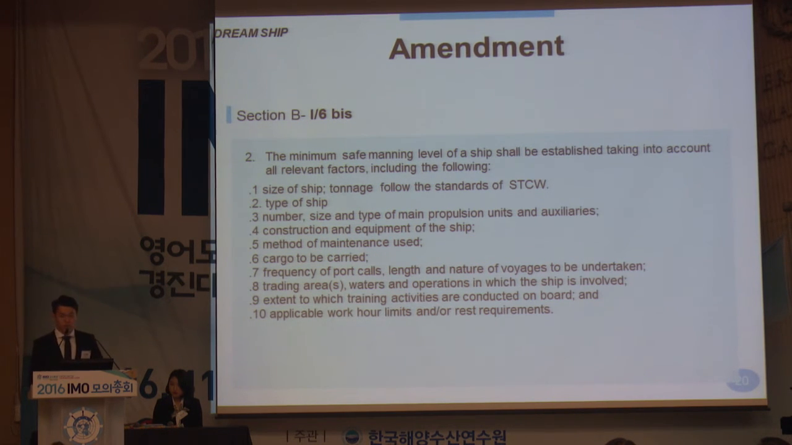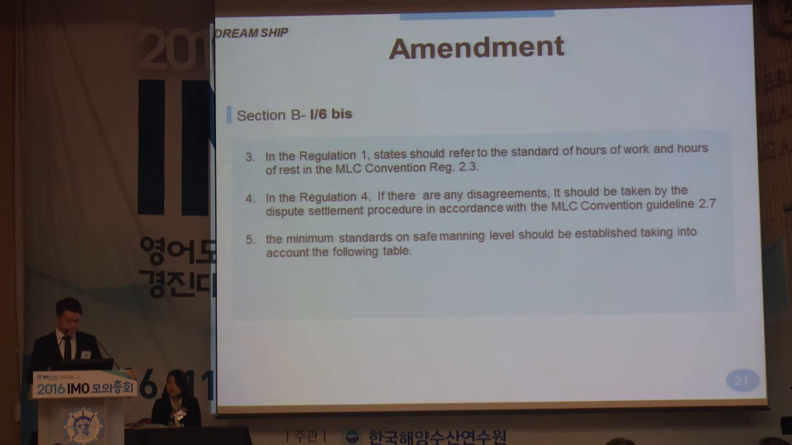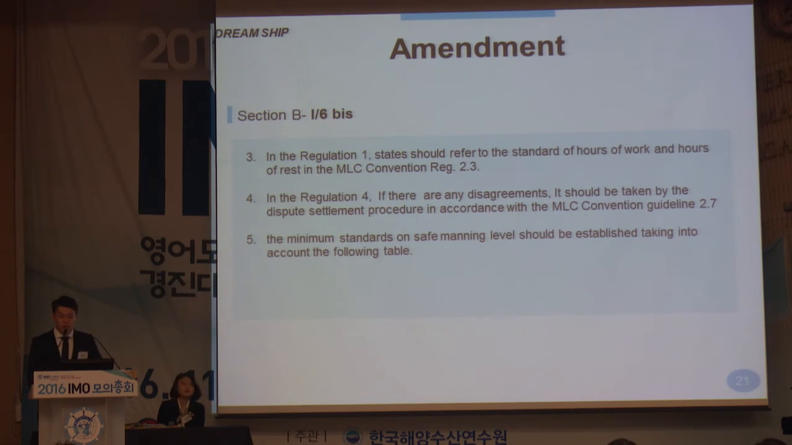Provision 2 consists of relevant factors which are taken into account to establish the minimum safe manning level. Especially, we adopt the size of ship tonnage to be separated according to the STCW Convention to apply it more effectively and efficiently to the Convention. In addition, with Provision 1 of the regulation, administrations should promote the establishment of safe manning level that is most closely associated with seafarers' fatigue by reference to hours of work and rest of MLC Regulation 2.3. And to deal with any disagreements, states should take a look at the dispute settlement procedure proposed in MLC Guideline B2.7.